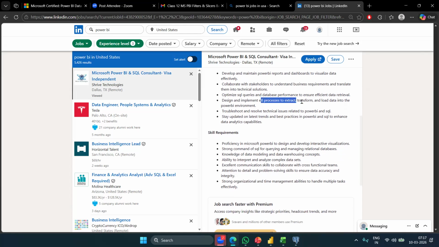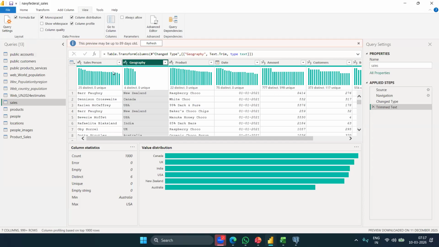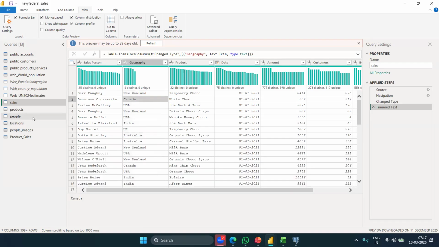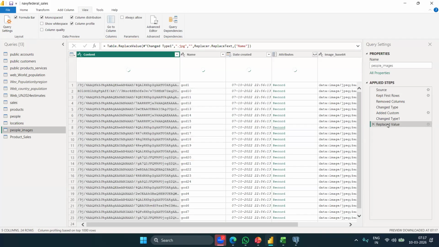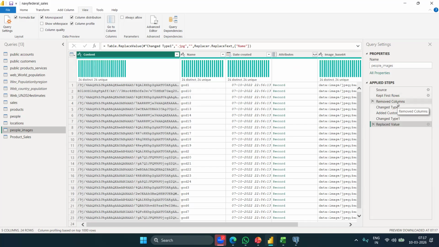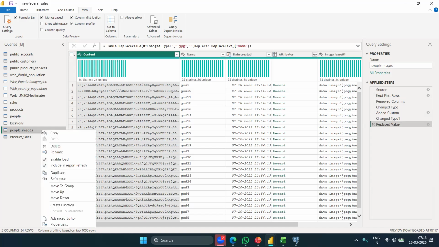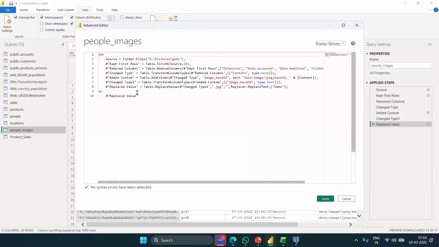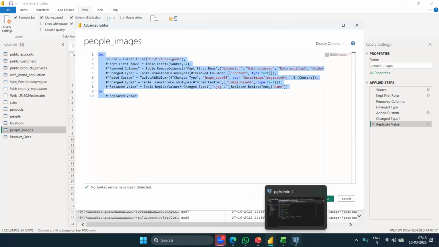Design and implement ETL process, extract, transformation, and load data into Power BI. And this we are going to learn as a part of our Power Query editor, right? Now, if I take this particular table, these are all the steps that we have created: keeping first row, removed columns, changed types, added a custom column, right? These are the different steps that we have created manually, and the corresponding underlying code, we also call it M query language, is written by Power BI. We are going to learn all those things, okay?